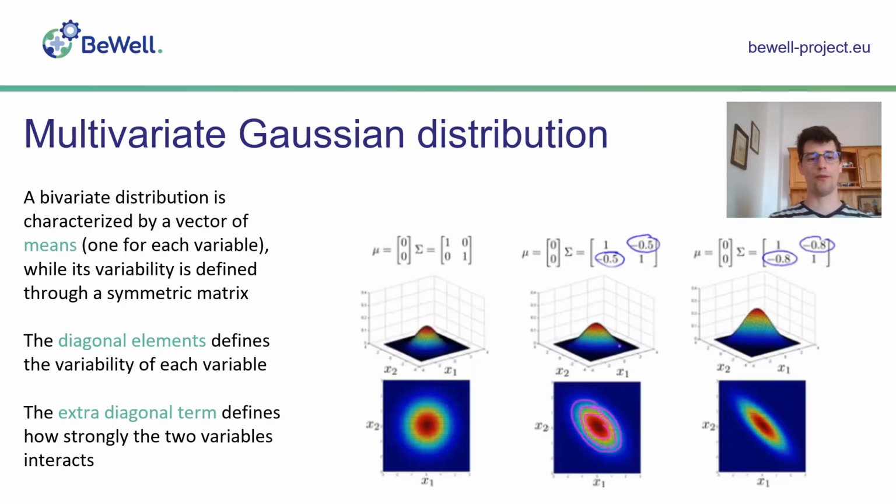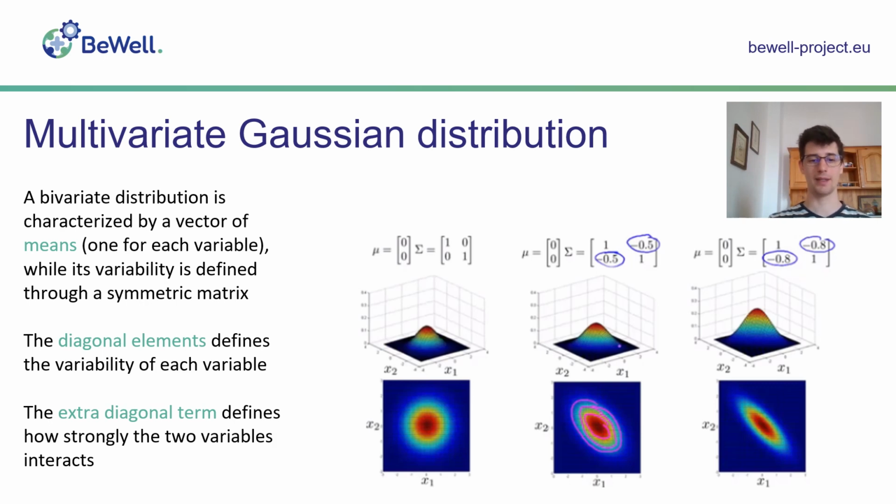The shape of such cloud depends on the parameters of the distribution. For simplicity, let's focus on two variables only. This case is known as bivariate multivariate distribution. A bivariate normal or Gaussian multivariate distribution is characterized by a vector of means, one for each variable, while its variability is defined through a 2 times 2 symmetric matrix, usually called sigma.